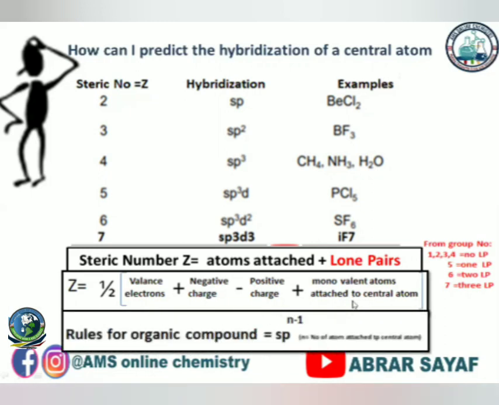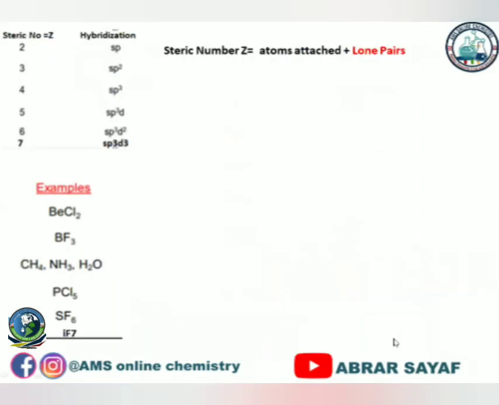The last formula, which is best for organic compounds, is sp to the power n minus 1. Now what is this n? The n is the number of atoms attached to the central atom. Now let's discuss a few examples.